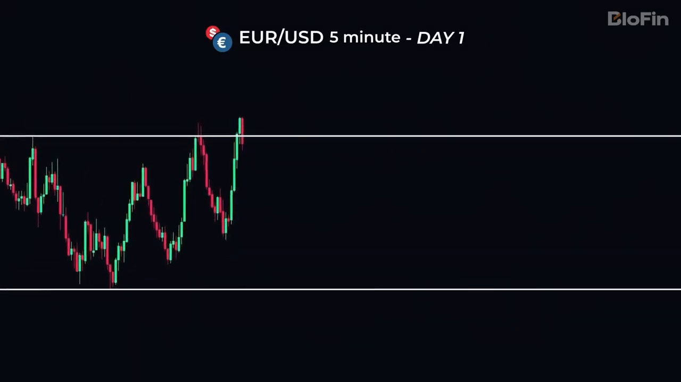Here, price closed above the range high and then back inside. So that is a short setup. Stop loss placed at the highs, take profit at 2 times risk. This trade hits the stop loss, so that's a 1R loss.